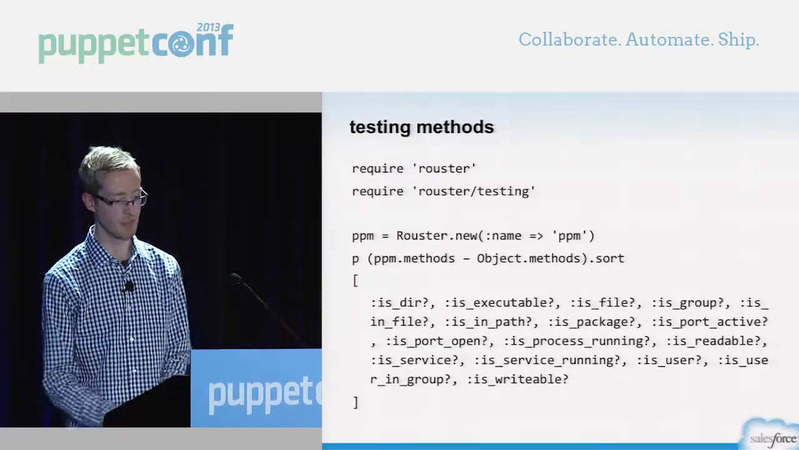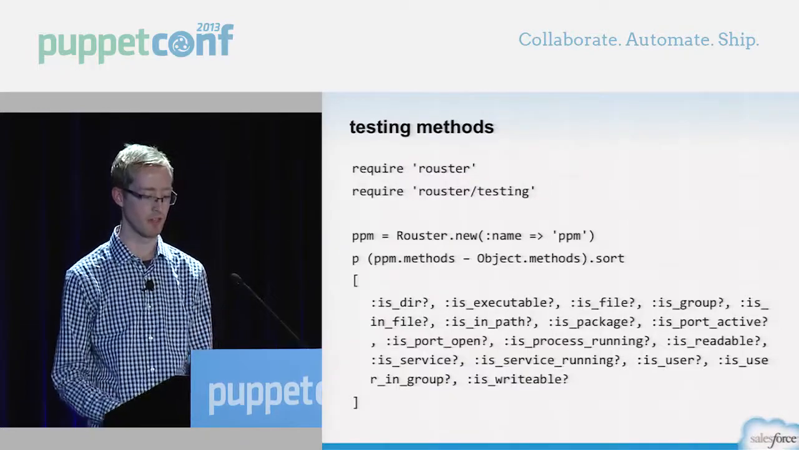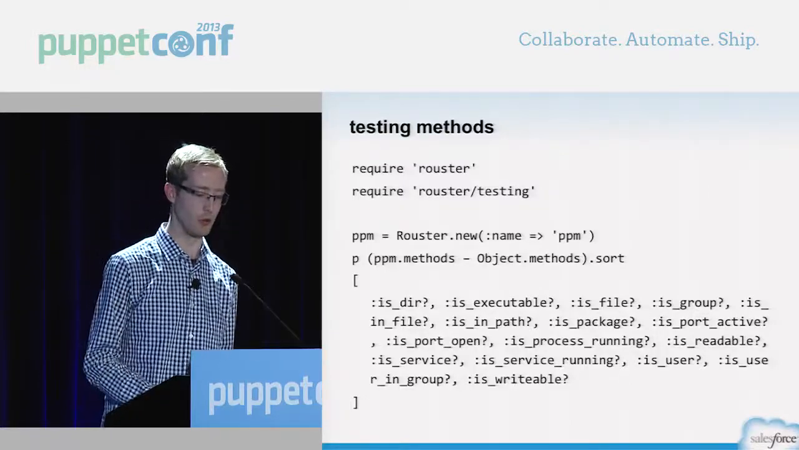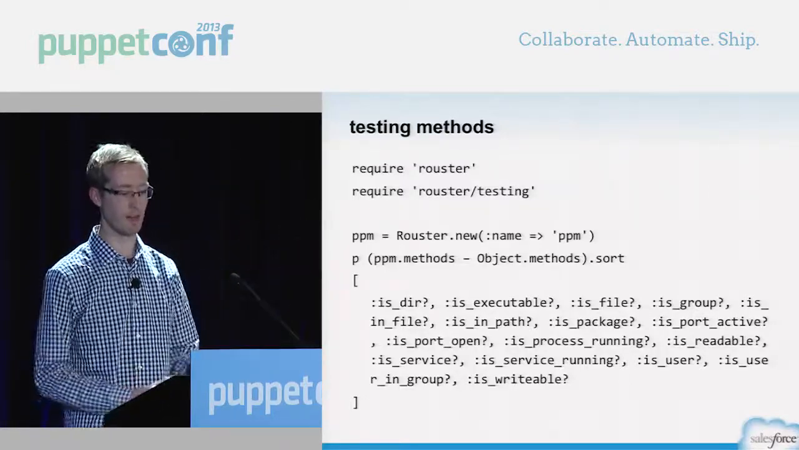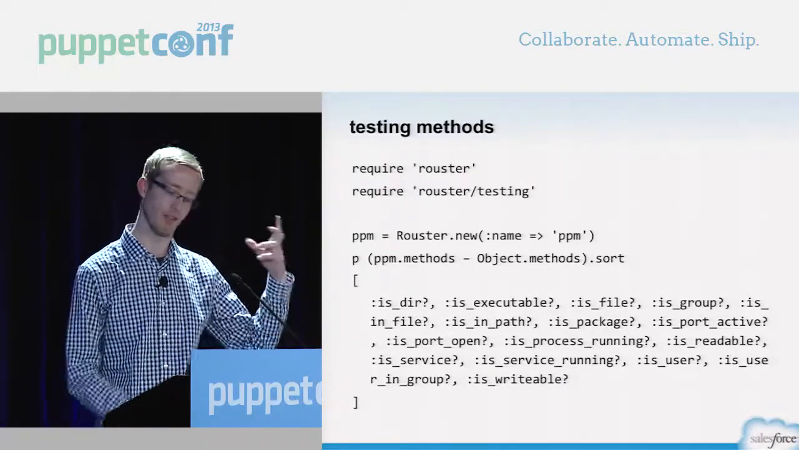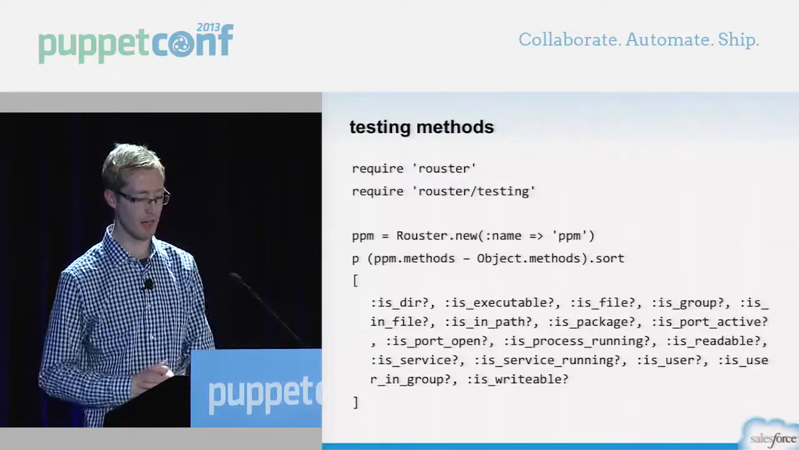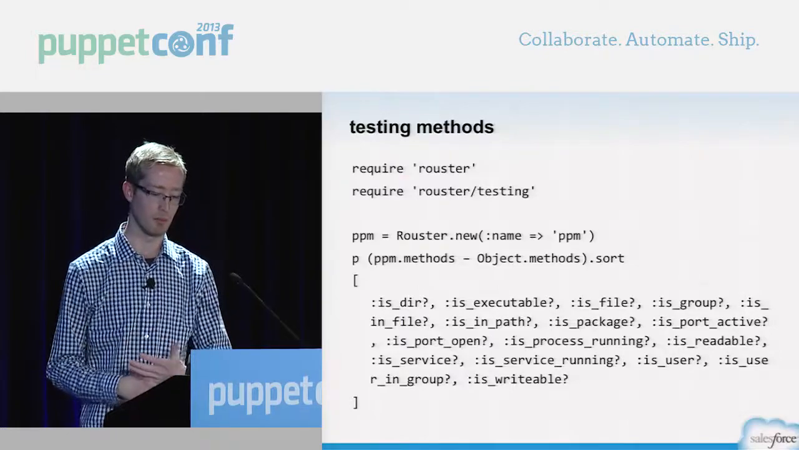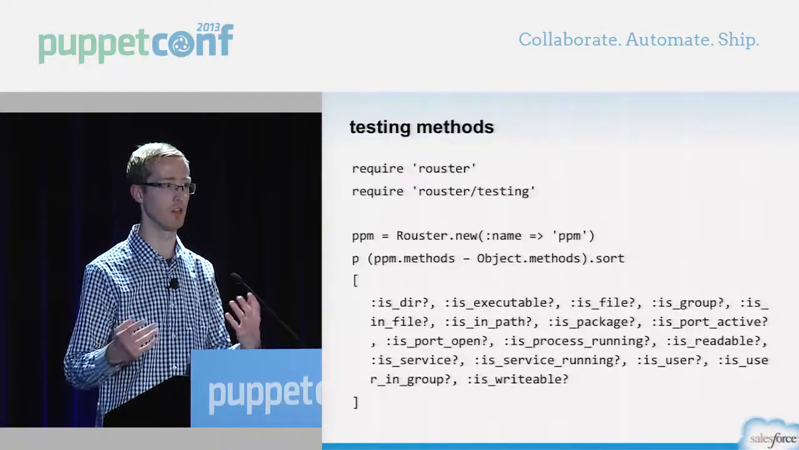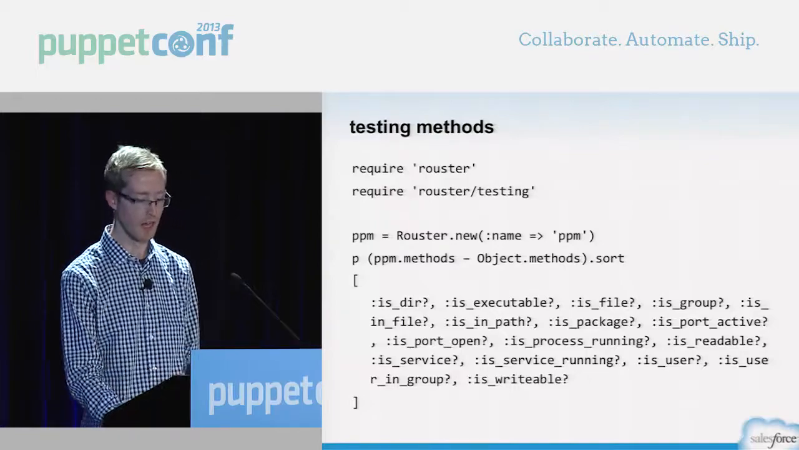Here's my favorite slide, testing methods. This is what it's all about. So like before, require Rouster, require testing, and now you get all these great is methods. So you can check to see if the string that you pass is a directory inside a virtual machine. You can see if it's a file. You can ask if something is a group or is a user. You can find out if a user is in a group. There's support for testing the port status, whether it's active, and for our uses, active is either connected or listening. Otherwise, the port is considered open.